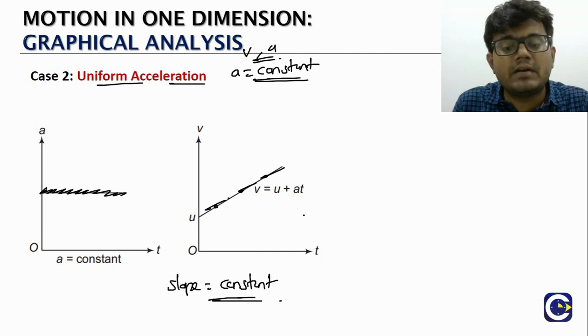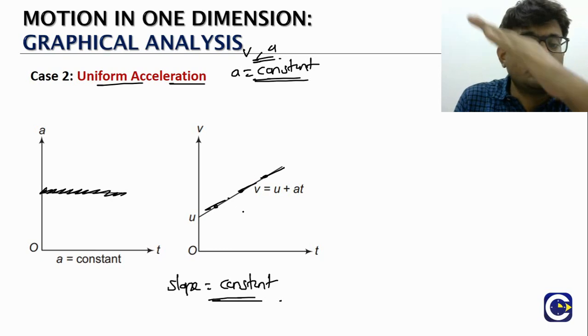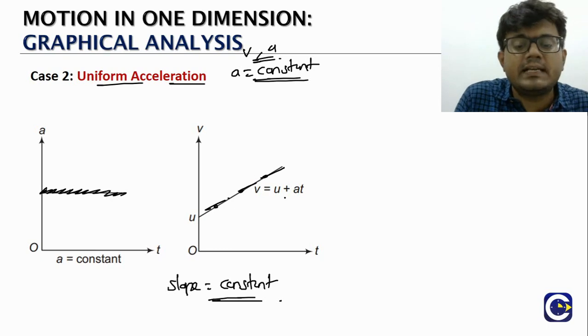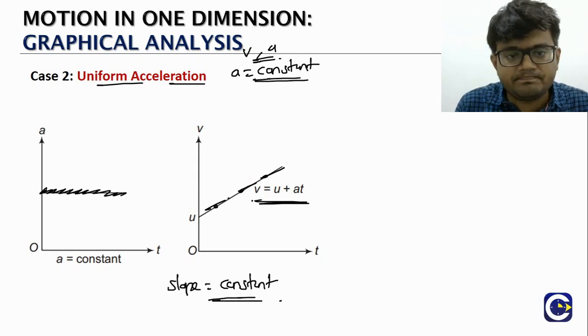So the velocity time graph will be a straight line, because the slope of the velocity time graph should always be a constant value, and that will be possible only when you have a straight line. So we see that there is a straight line, and a straight line will be given by what equation? V is equal to u plus at.